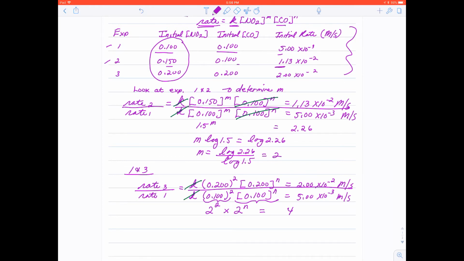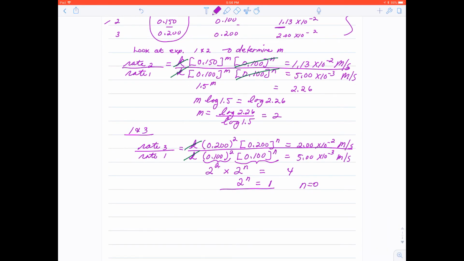Okay, so here what I have is 4 equals 2 squared times 2 to the n. 2 squared is 4, so I'm going to go ahead and divide both sides by 4. So I'm going to have 2 to the n is equal to 1. And just looking at this, we see that n must be 0 because 2 to the 0 power is equal to 1. So n equals 0 in this case.